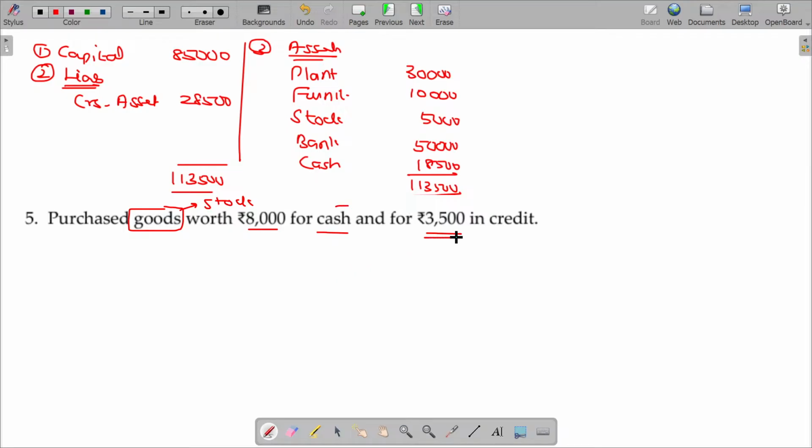3,500 in credit. In credit means I have to keep some party's name in mind to pay later on. Sir, I have taken goods worth so much from you, so I have to pay you later on. If the name of the party is not given, we can use a common name, creditors. Now on the liability side, capital remains as it is, this value being 85,000. Liabilities remain as they are, with creditors for assets, the value being 28,500.